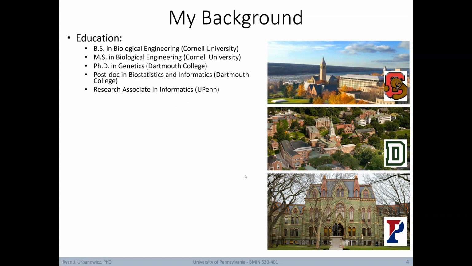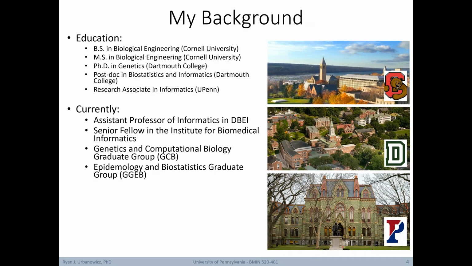So to introduce myself and my educational background, I started by getting a bachelor's in biological engineering at Cornell University and then a master's in the same also at Cornell. Then I moved to Dartmouth College where I got my PhD in genetics, and I stuck around to work on a postdoc in biostatistics and informatics. Later I moved to UPenn and started as a research associate in informatics. And now I'm currently an assistant professor here in informatics in DBEI.